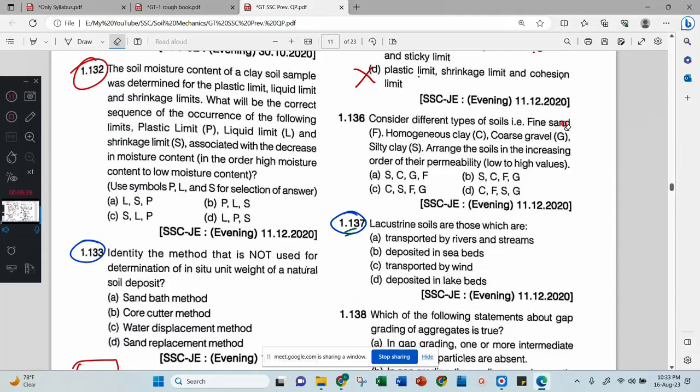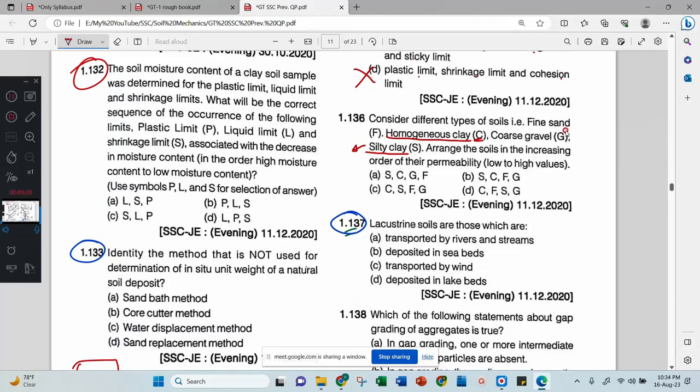Coarse gravel is more permeable. Low to high, no? Low, low to high means first low you have to hold. Homogeneous clay and silty clay: there is a tough competition between these two. Silty clay means silt is there, particles are bigger in size, therefore this is the second place, and this is the first place. First place is C.